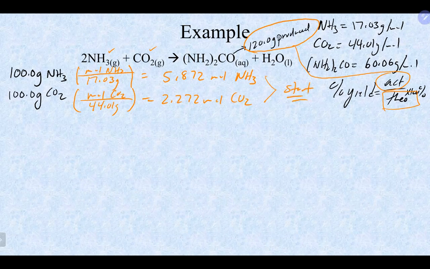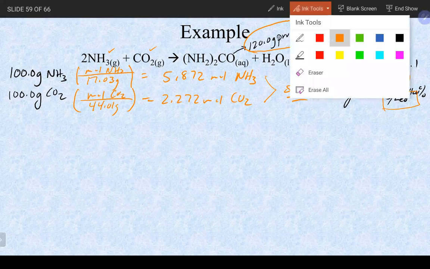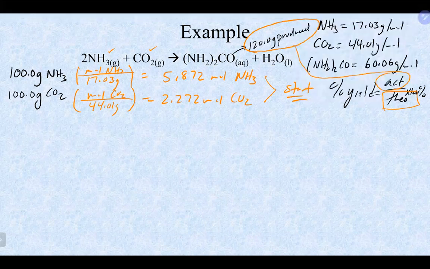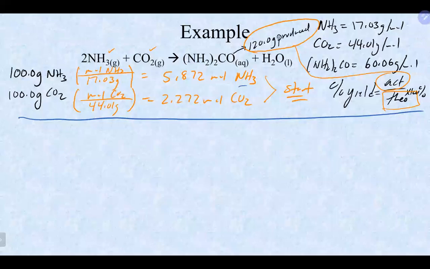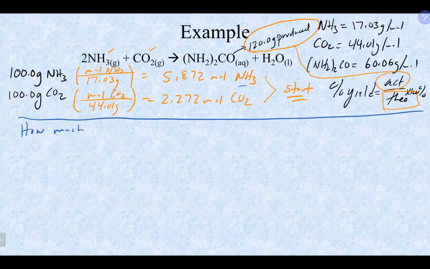At this point, we need to do our calculation to figure out which one's the limiting reagent. And as we've talked about, it really doesn't matter which one you choose. So I'm just going to choose this guy since it's up front. So we want to know how much CO2 is needed to use up all the NH3 here. So that is what I'm going to calculate.